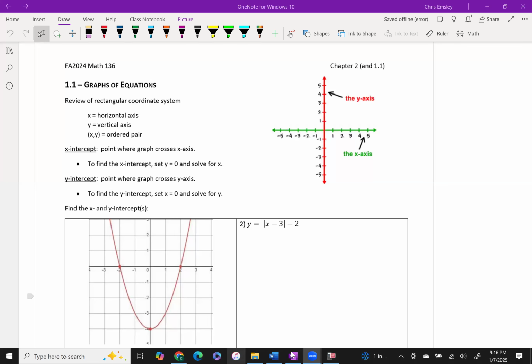Okay, in this video, I'm going to cover section 1.1, graphs of equations. Some of the material in this section will be review for you, but it's a good refresher. So we start off just with some terminology here.